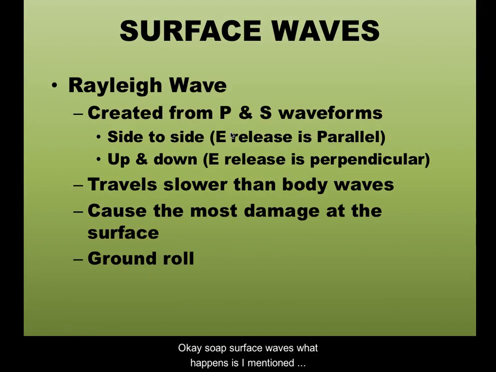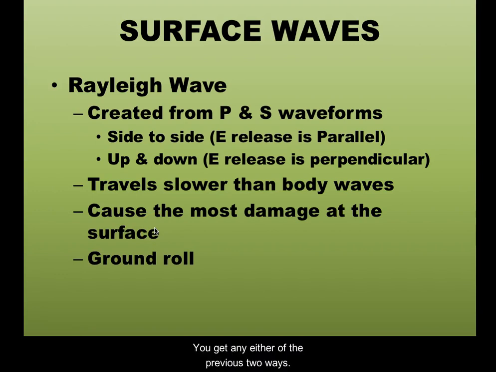Okay, so surface waves. What happens, as I mentioned, is that eventually those body waves will meet, come to the surface, and when that happens, they can compound. And as they mix together, they merge, they make this wave that not only travels forward and backwards, but up and down. You combine both of those forces, because you're merging these things together, it slows down.